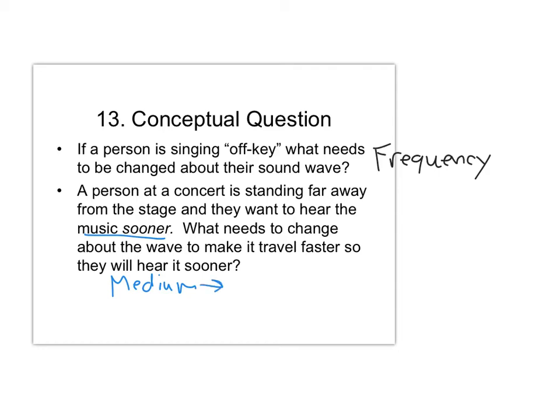And if we want to be more specific, we could say the temperature, we could say the humidity, we could say the type of gas, although that obviously gets into some issues with breathing, but all those would change the speed at which the sound travels through the air.